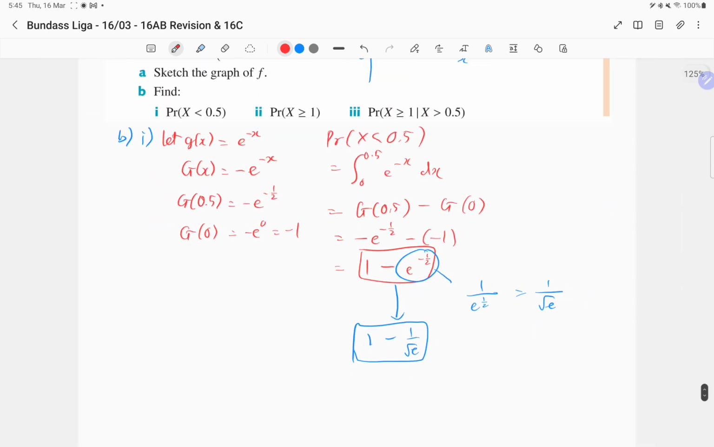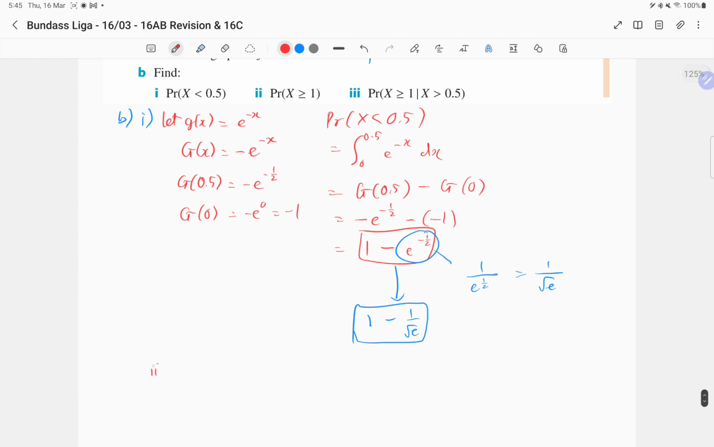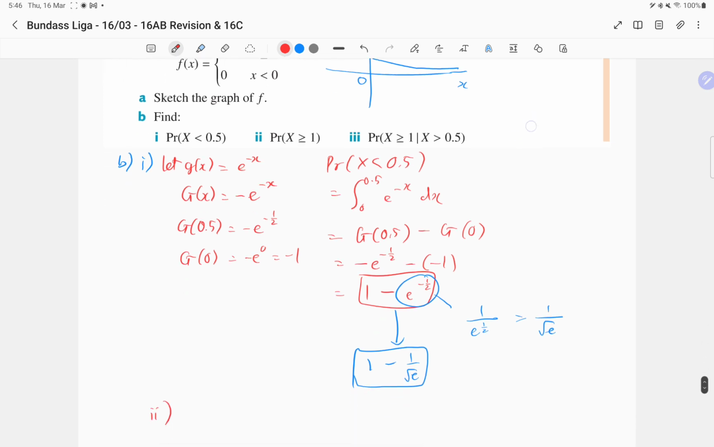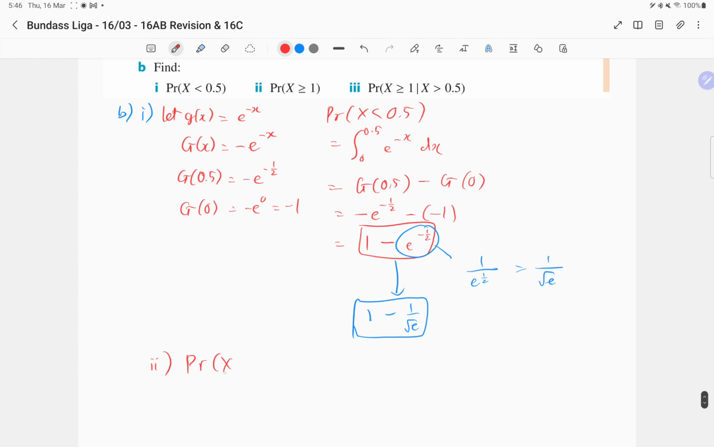Okay, now B2. So probability x more than 1. So note that x more than 1 is the same as 1 minus what? So probability of x is more than or equals to 1 is equals to 1 minus probability of x is 0 less than x less than or equals 1, the area between 0 and 1. Does it make sense? Emily, does it make sense?